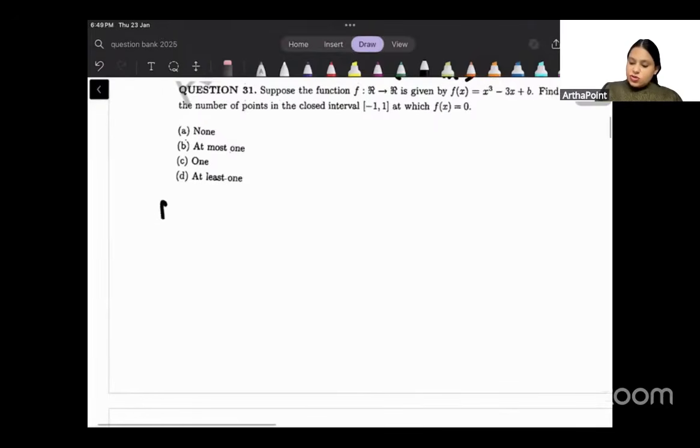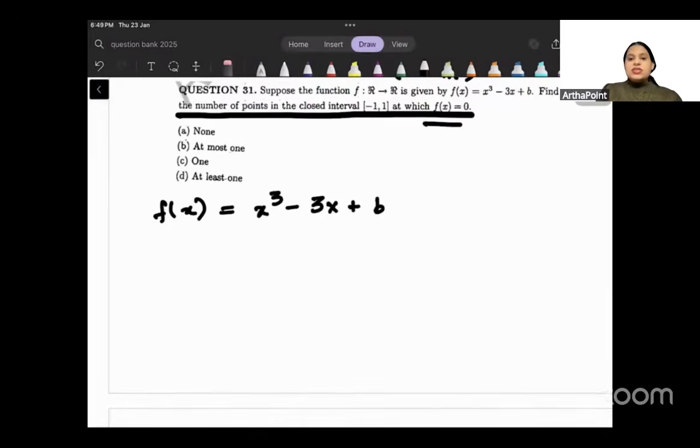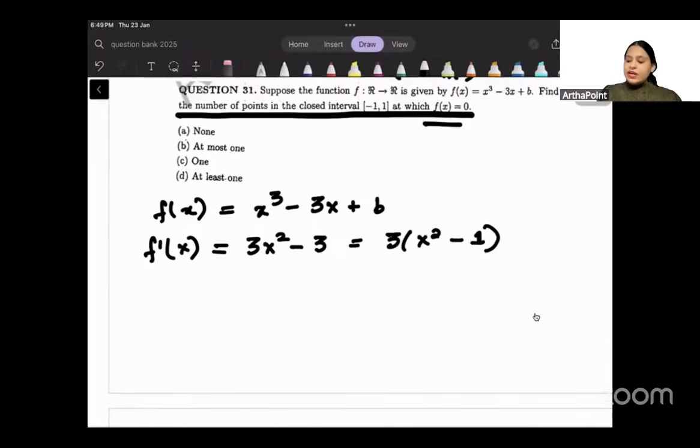So let's see here. You have a function f(x), and f(x) is given to you as x cube minus 3x plus b. Find the number of points in the closed interval at which f(x) is equal to 0. So we should first go ahead and check whether this is an increasing or a decreasing function. If I find f dash x, I will get 3x square minus 3, which will be 3 times (x square minus 1), right? And the interval I am given is that x belongs to -1 to 1.